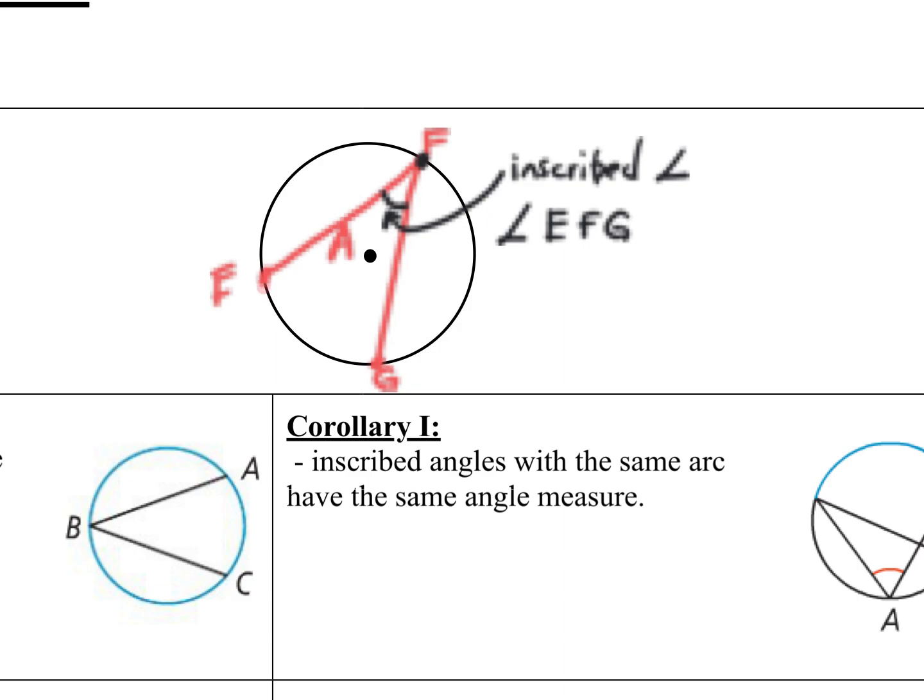If you look at this arc, these are the arcs being intercepted by line segments EF and GF. Let me write that keyword for you. It's called intercepted arc. The name of this arc is arc EG. That is your intercepted arc.